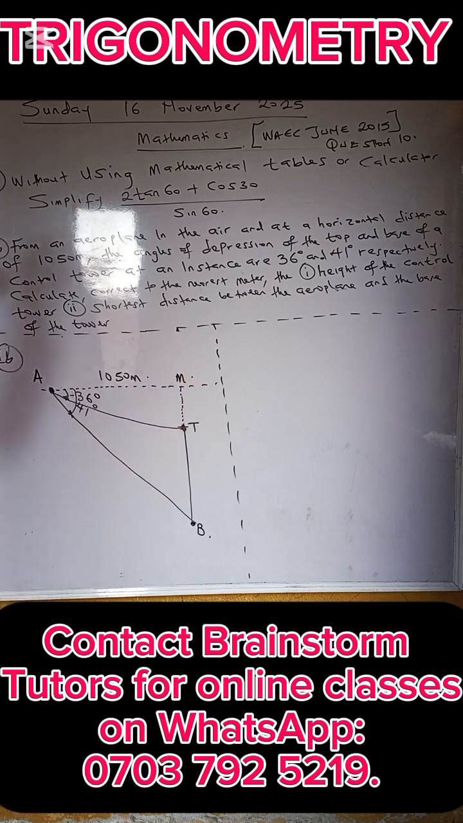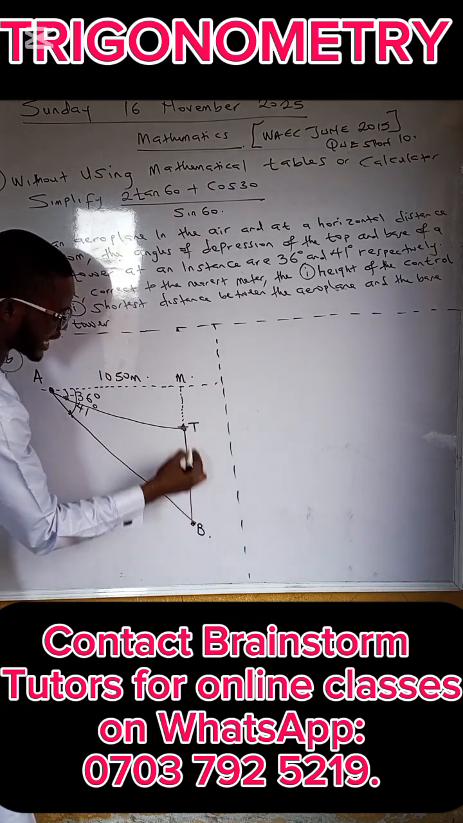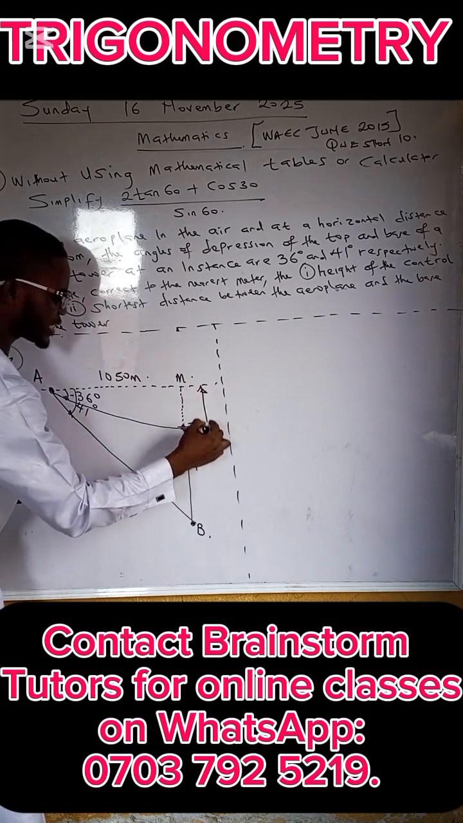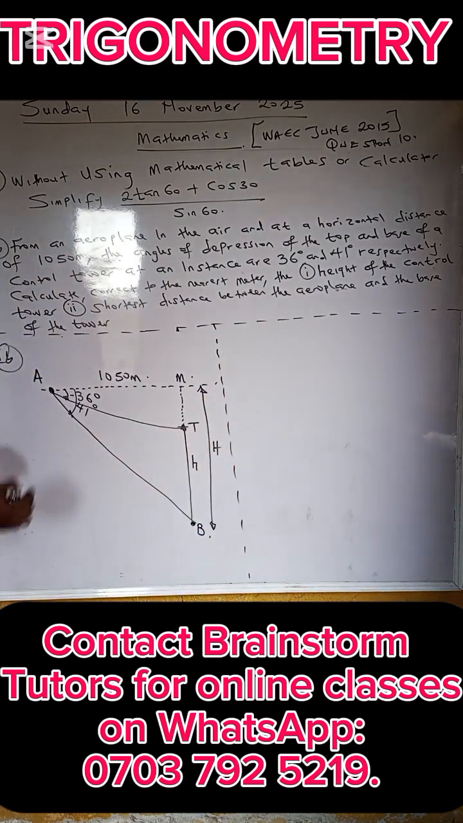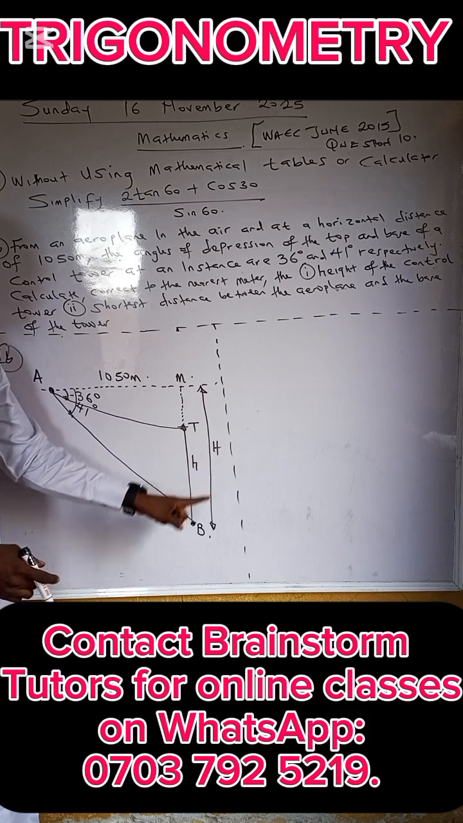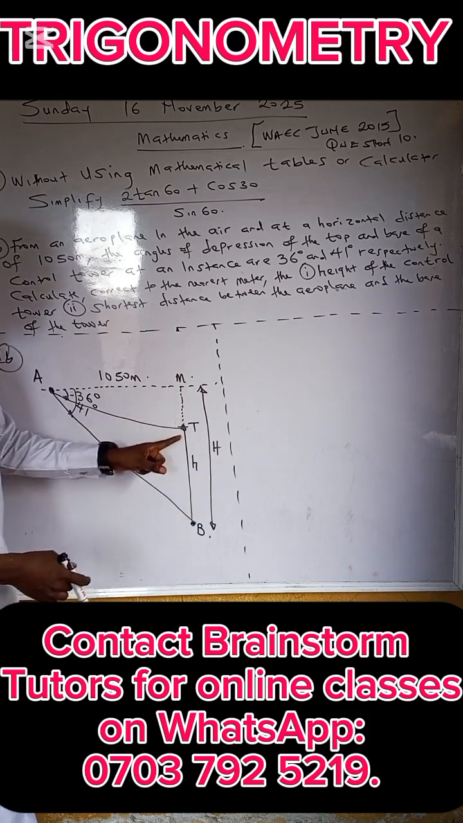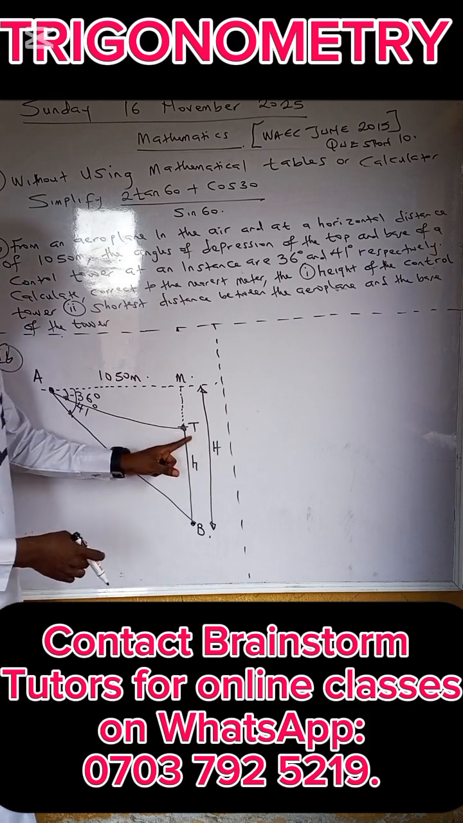And they now ask us to find the height of the control tower. That means they ask us to find this height, TB, this small h. And they also ask us to find the total height of the tower, from here to here, which is capital letter H. In order for me to get this small letter h, I need to first calculate my capital letter H. My capital letter H is the line BM, while my small letter h is the height of the tower that they asked me to calculate, which is TB.